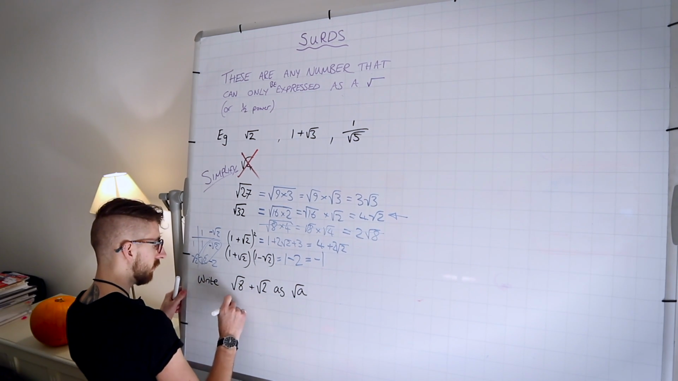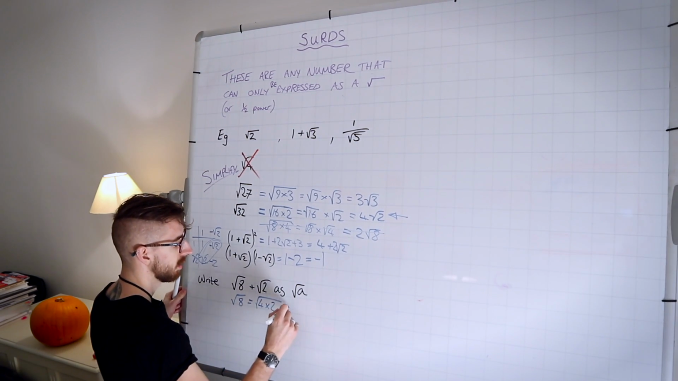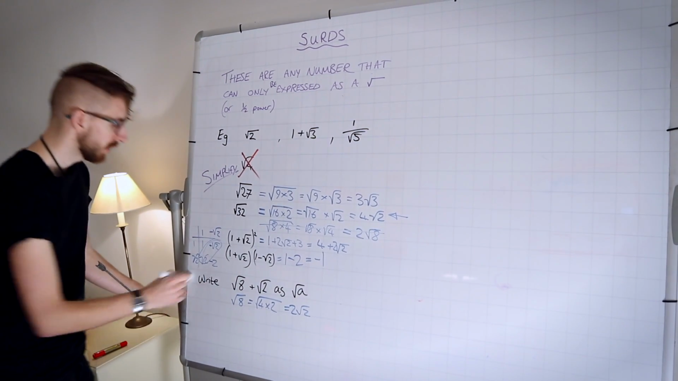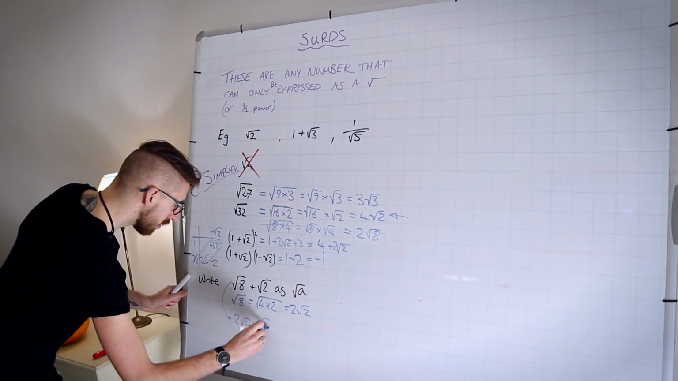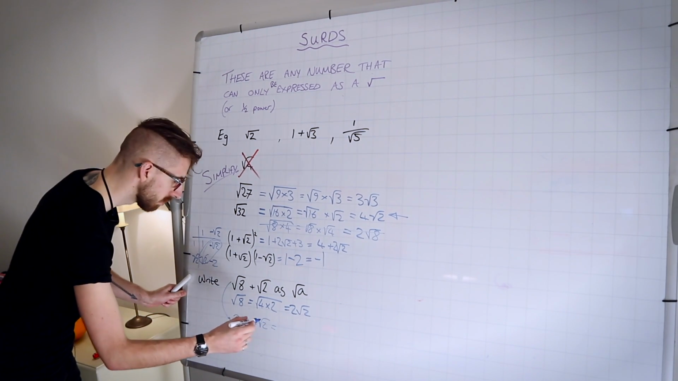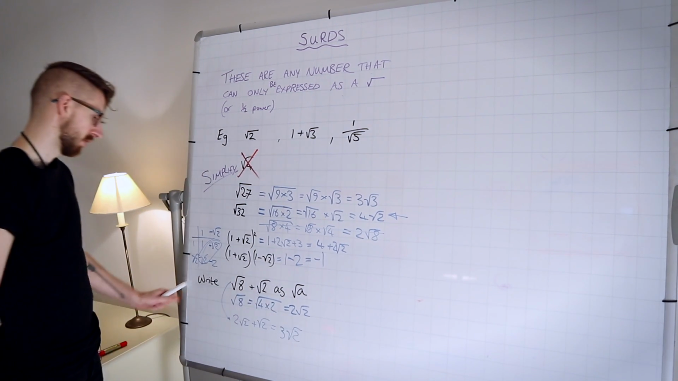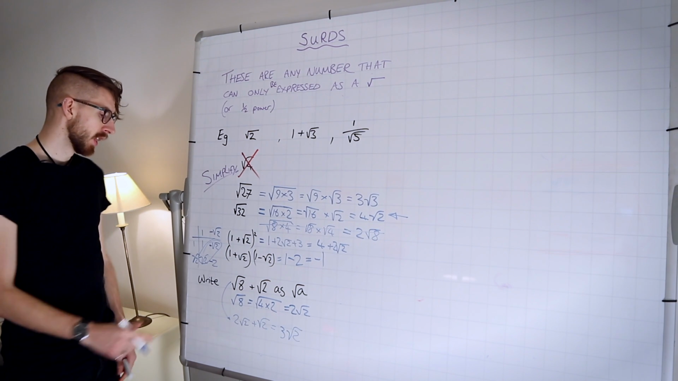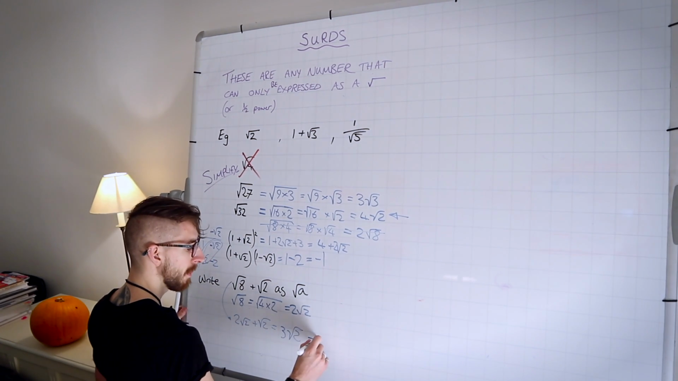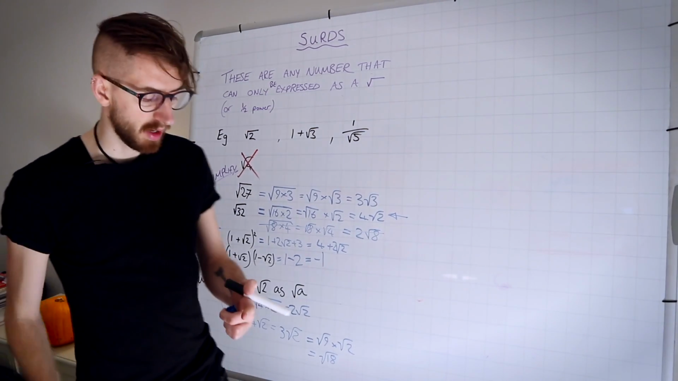So root 8 equals root of 4 times 2, which is 2 root 2. So then this becomes 2 root 2 plus root 2, which is equal to 3 root 2. Which, we're not finished, we need it as just the root of one thing, which is equal to root 9 times root 2, which is equal to root 18. Bada bing, bada boom.